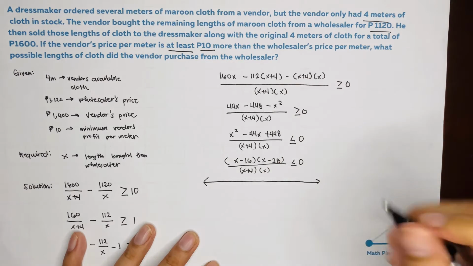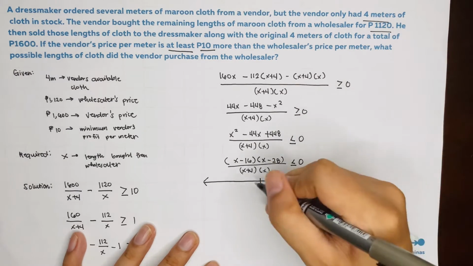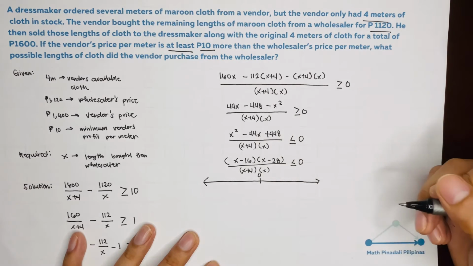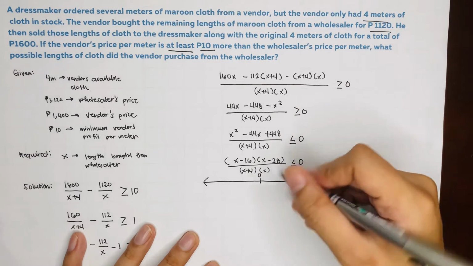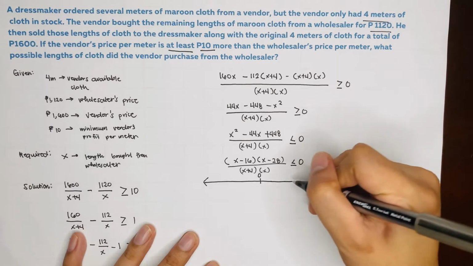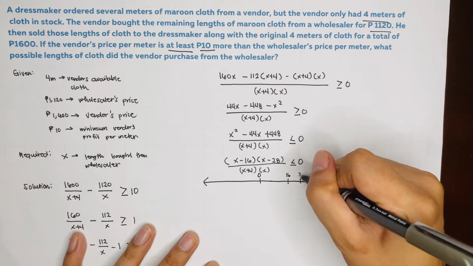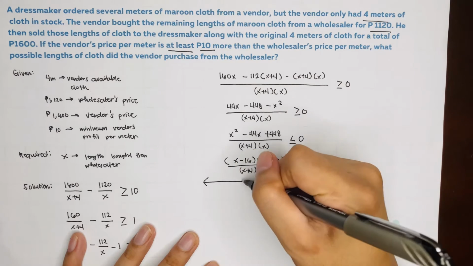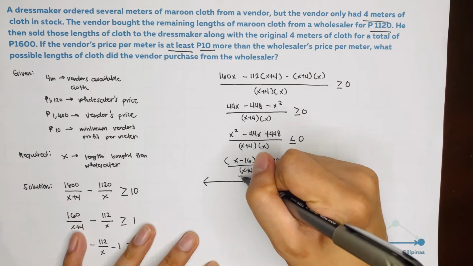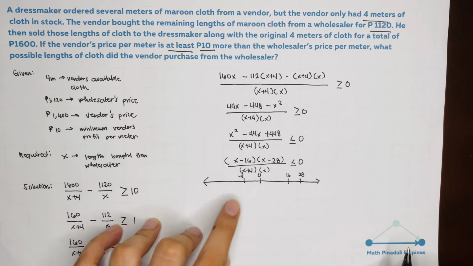So, plot natin isa-isa. Unahin na natin nasa gitna. So, x is 0. Next, x is positive 16. Let's say positive 16 here. Okay, then 28, positive 28, and negative 4. So that's our critical values.